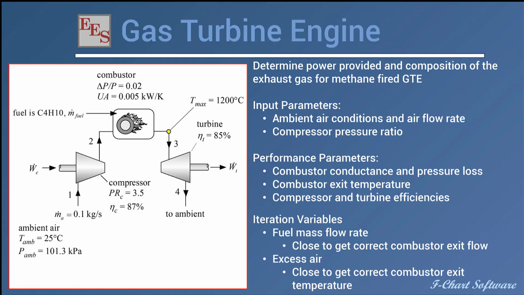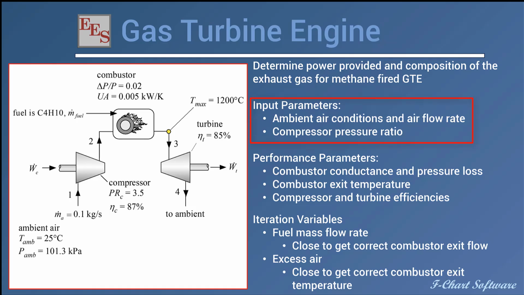If we're going to simulate this system, it's always good to plan ahead as to what our strategy is here. So we need to determine the power provided and also the composition of the exhaust gas for this methane-fired gas turbine engine. So if I'm going to consider the composition, I need a fairly sophisticated combustor model that takes into account the chemical composition of the products. And I'll probably want to consider the products as a mixture as it goes through the turbine as well. So it's a little more difficult than maybe a more rudimentary thermal problem.